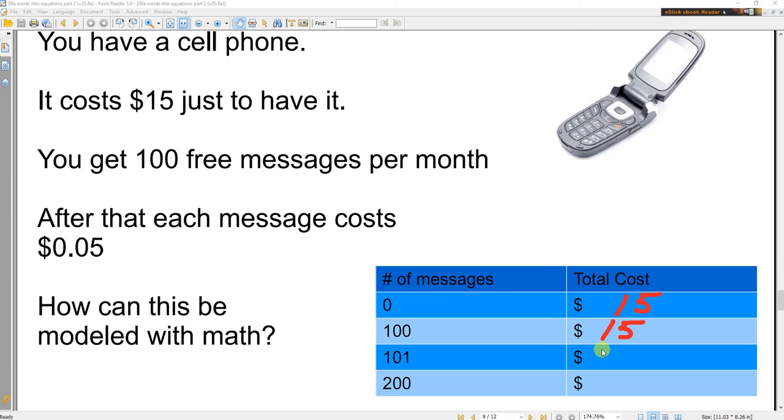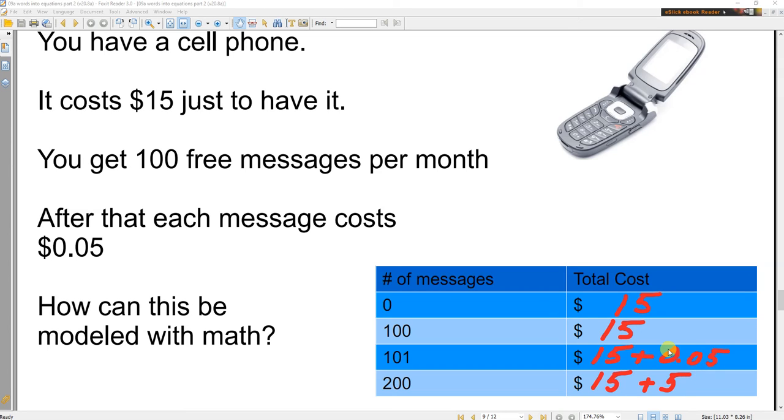101 messages, well, that's $15 just to have the phone, plus 1 message that you have to pay for. 200 messages, $15 just to have the phone, plus you have to pay for 100 messages at a nickel, which would be, what's that, $5? 100 at a nickel? Yeah, it's going to be $5. Plus $5 for all those messages you sent.